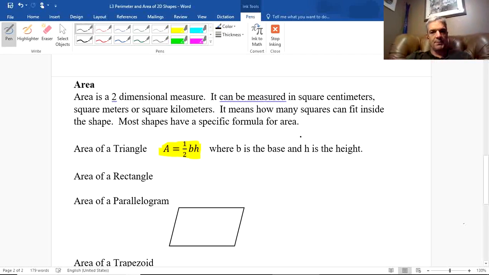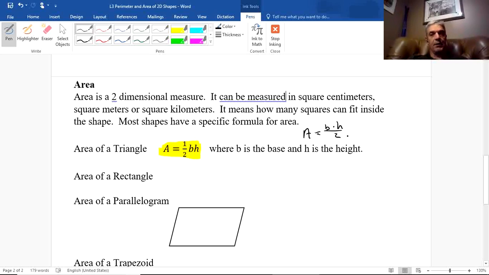Sometimes I see people write it area equals base times height divided by 2, and that essentially means the same thing. One you move the half out front, and one you divide by 2 at the end, and it really doesn't matter. Either one is just fine with me. I'm not going to worry about it.